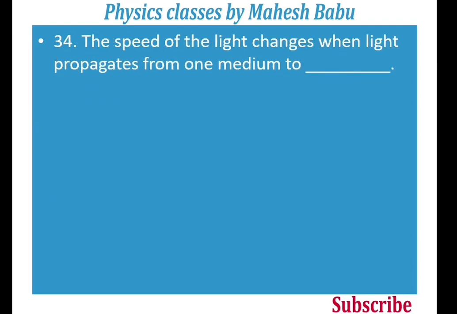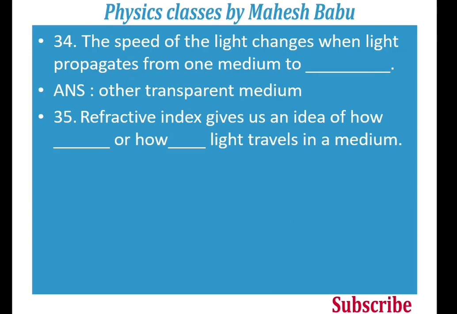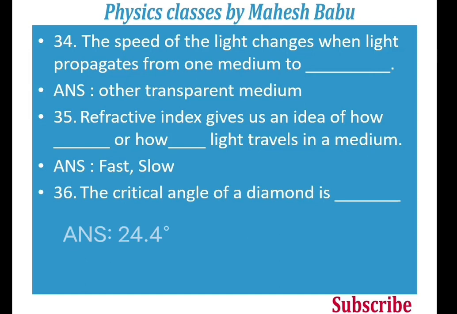The speed of light changes when light propagates from one transparent medium to another medium. Refractive index gives us an idea of how fast or how slow light travels in a medium.